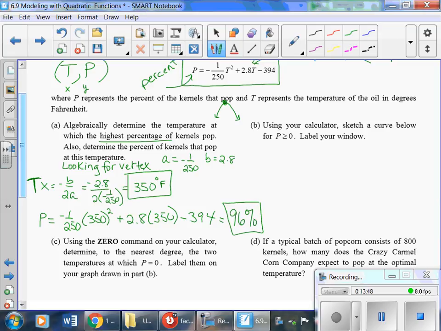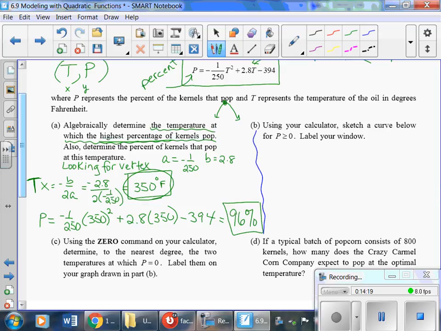Again, I don't have an awful lot of room here, but if this was a test or a Regents exam, I would spend some time writing this down. Use the vocabulary from your equation. So I would say the temperature at which the highest percent of kernels pop is 350 degrees. The percent of kernels that pop at 350 degrees is 96%. I just use the vocabulary from the question. I don't try and do anything too fancy.